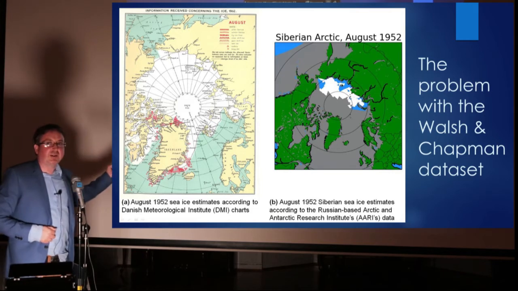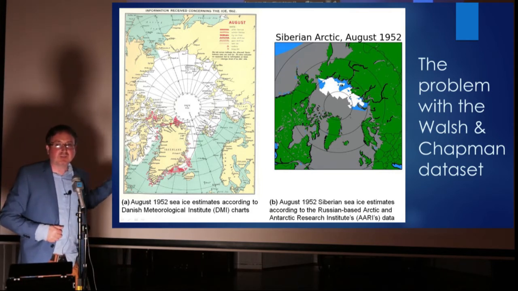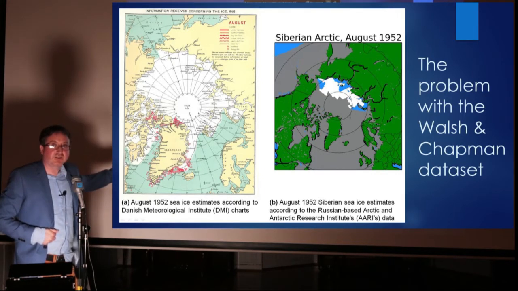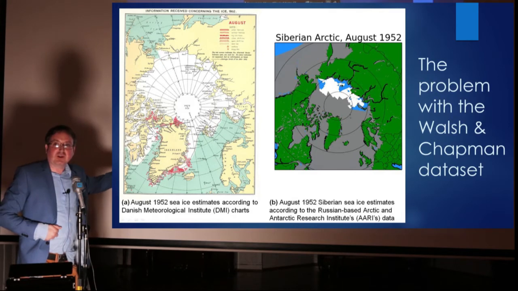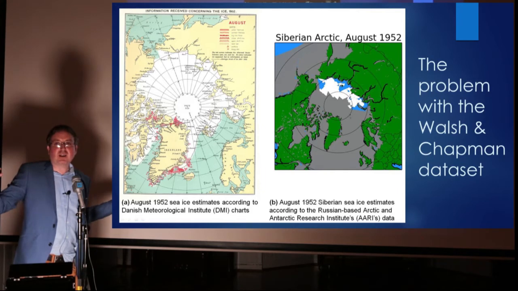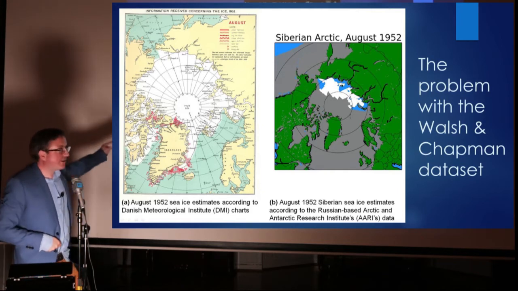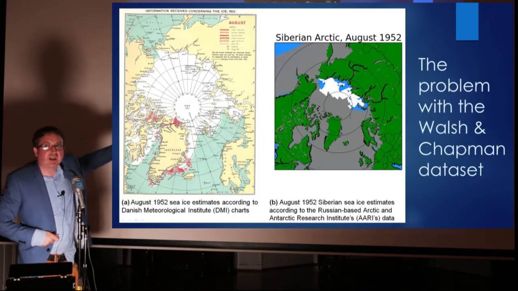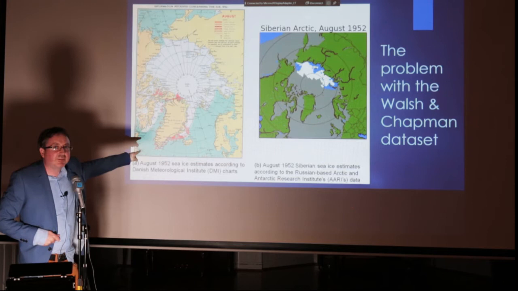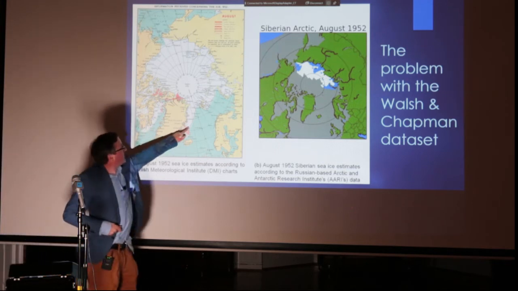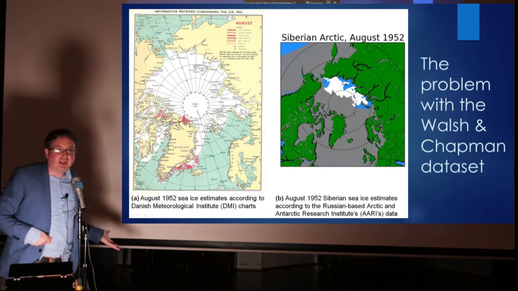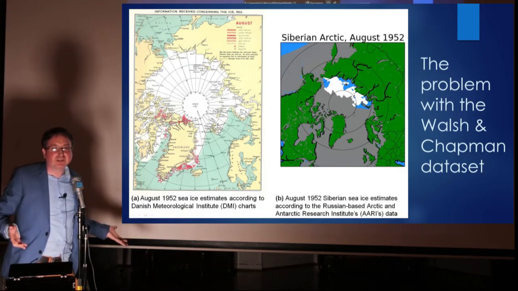To estimate the pre-satellite era, one of their main data sets were these maps done by the Danish Meteorological Institute. They were issued every month. They would issue this map of their supposed sea ice extent. The bits in white are supposed sea ice. The bits in red are derived from actual observations. See these bits here? Most of the area didn't have any actual observations, so they were just guessing.